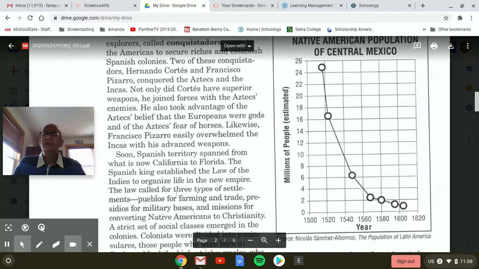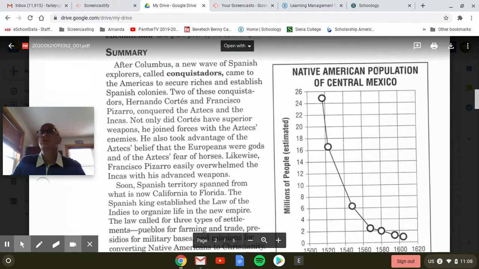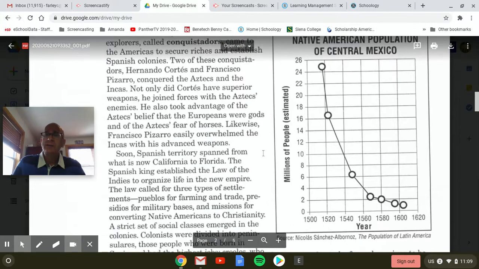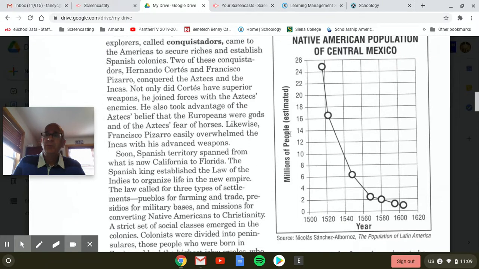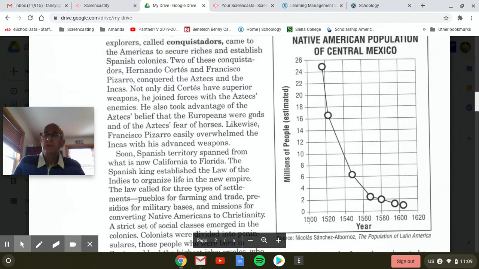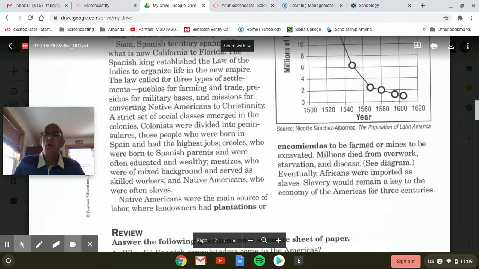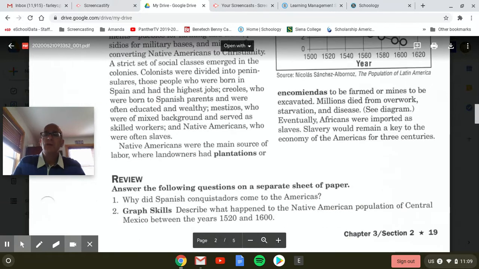That's a little better. So if you look at the graph, the title of the graph is Native American Population of Central Mexico. All of our graphs will have titles, just like all of our maps typically will have titles. On the axis to the left, you've got millions of people estimated, and it goes from 0 million up to 26 million. And on the bottom axis, moving left to right, it goes in increments of 20 years, starting at 1500 out to 1620.